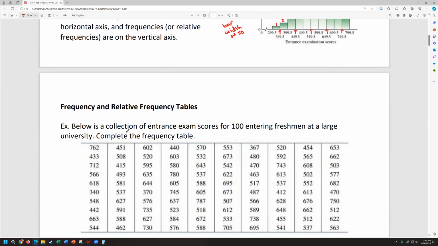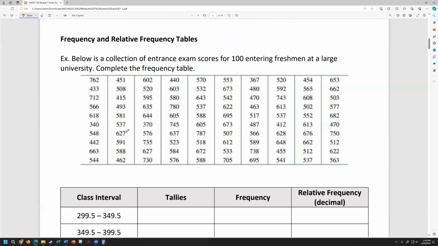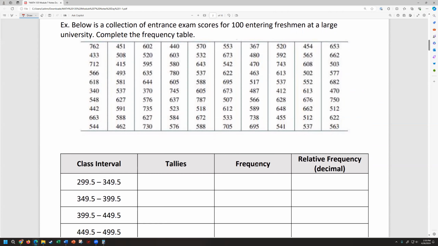Like I said, we're going to try and practice doing this on our own. This is a collection of the entrance exam scores for the 100 entering freshmen at Large University, and we want to complete the frequency table. I'm going to show you how to do that. We're going to do tallies first, just so we don't go crazy looking at all these numbers. There are 100 numbers here. Then we're going to do frequencies, which is how many are in each group.